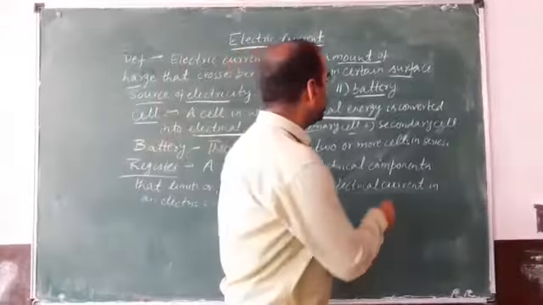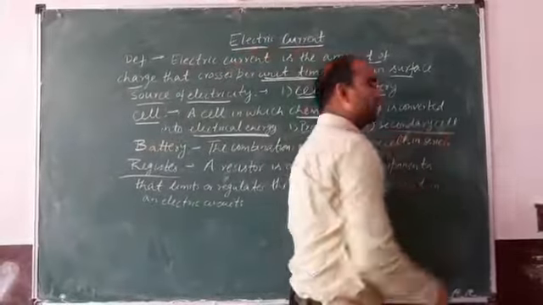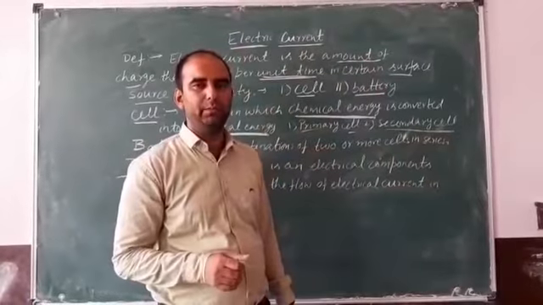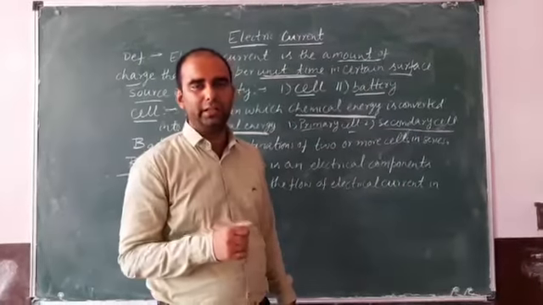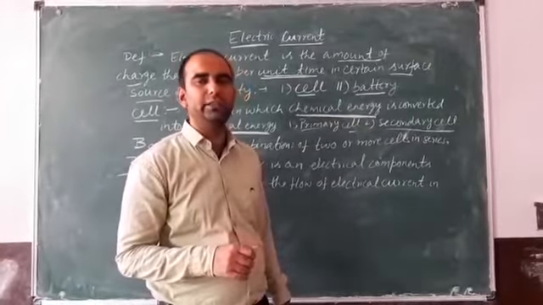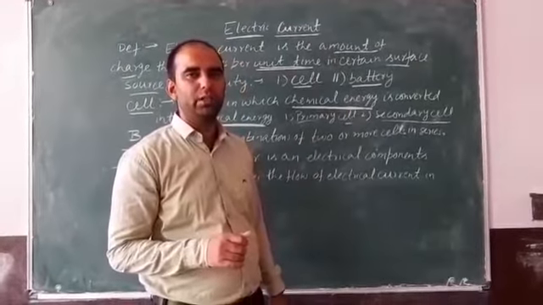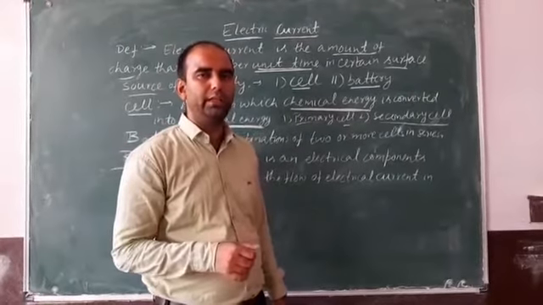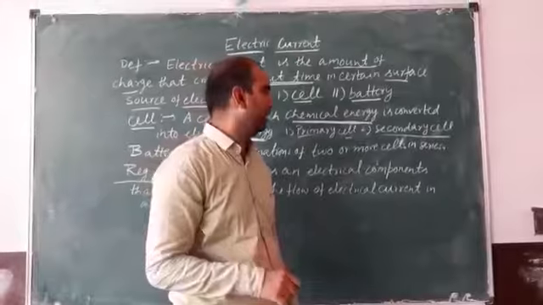Next is the secondary cell. Secondary cells are those cells which are used again and again. An example of a secondary cell is the solar cell, because a solar cell is charged again and again by solar light and it is used again and again.